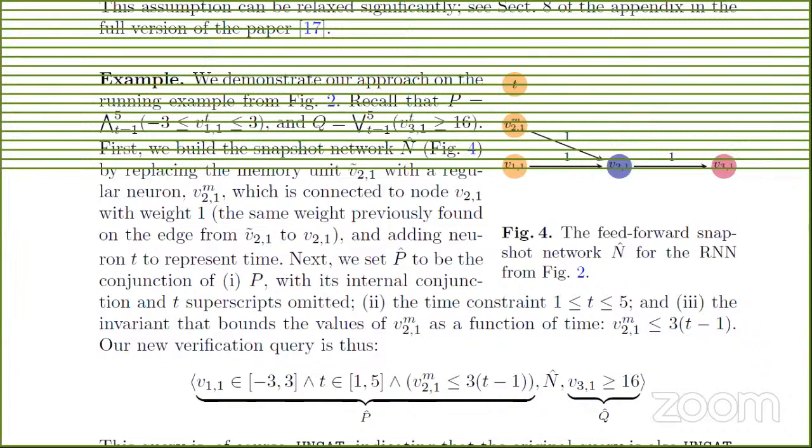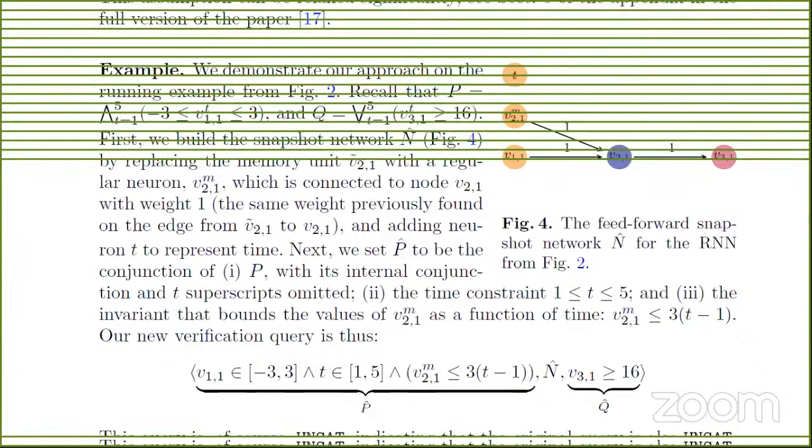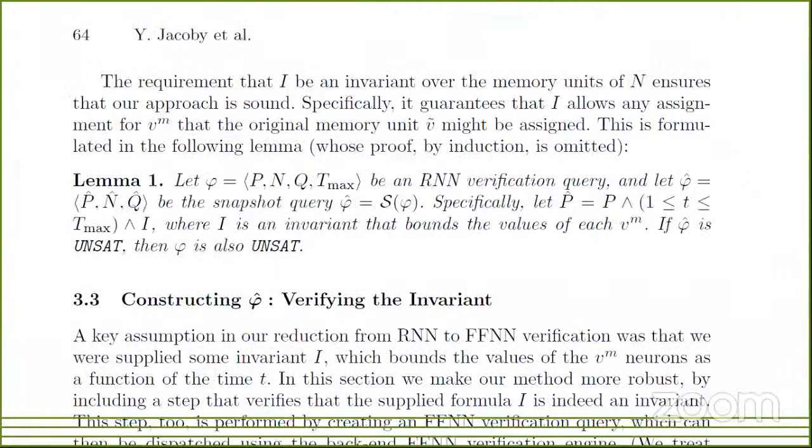All the parts are clear except this invariant part here, which somehow was magically written here. We don't know how it came. We don't know whether it is correct. We don't know anything about this. The rest of it is clear.